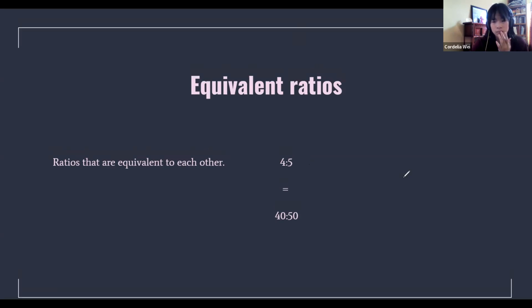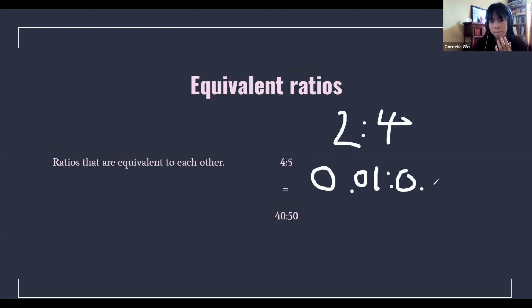And let me see. 2 to 4, does that equal 0.01 over 0.02? Are those ratios equivalent? No.